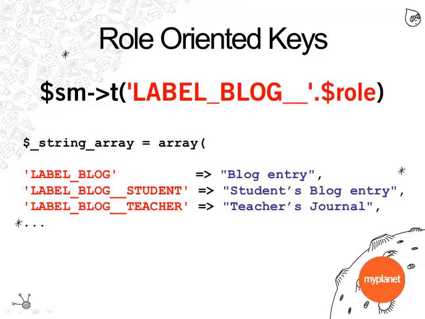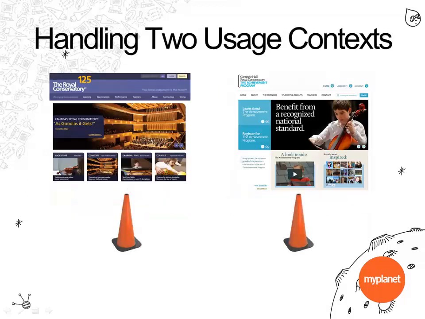Label blog is our original one. Then you can actually modify that string through this system without changing the code. You can get access to a student version where it says student's blog entry, and a teacher version which says teacher's journal, or whatever you want it to say. You can change those blue strings without risking breaking the code, without having to change the code whatsoever. So that means the strings are freed and accessible to UX design.